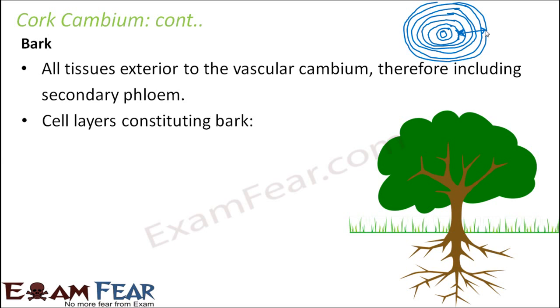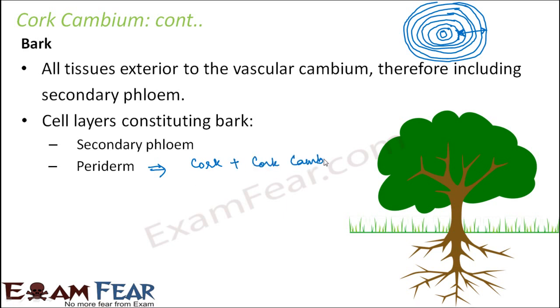Cell layers. So what are the cell layers that constitute the bark? It consists of secondary phloem, periderm. And what is periderm? Periderm is nothing but cork plus cork cambium plus secondary cortex. All of them together is given the term periderm. So secondary phloem and periderm together constitute the bark.